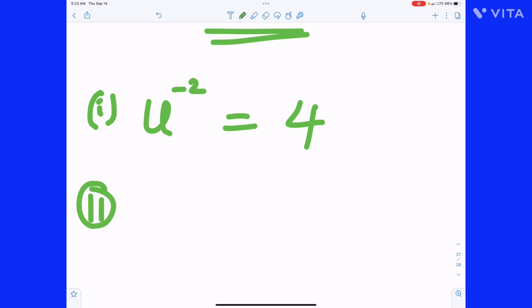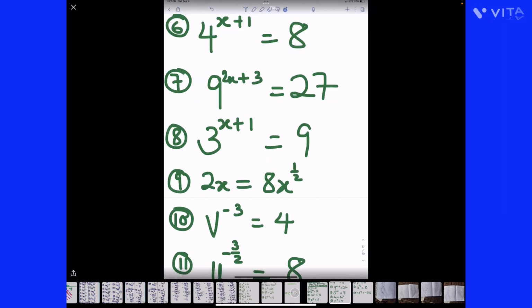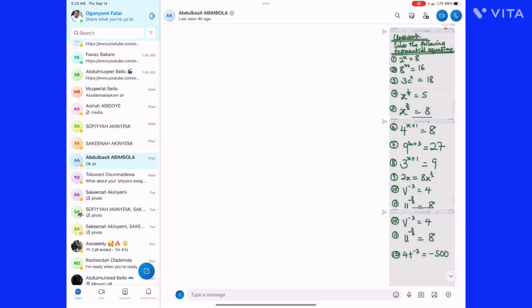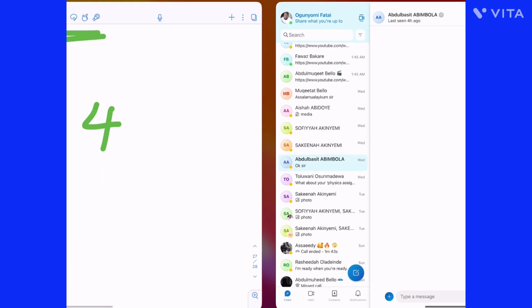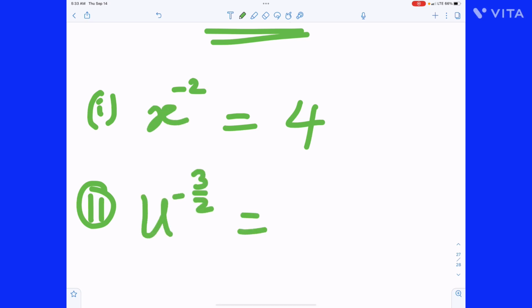Number 11 now. Question 11: u raised to power minus 3 over 2 is equal to 8. That's a simple question. Let's do it together. Okay, in order not to get you confused, let me change this to x.